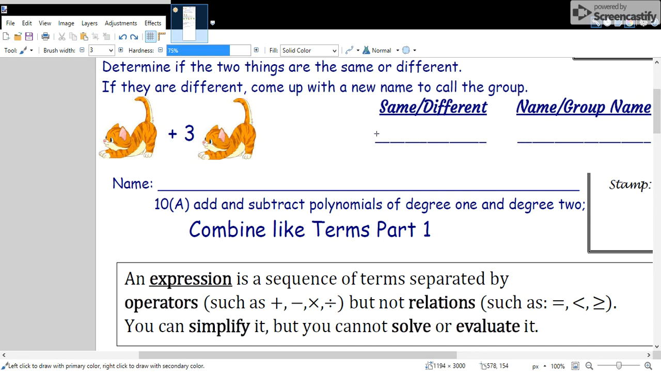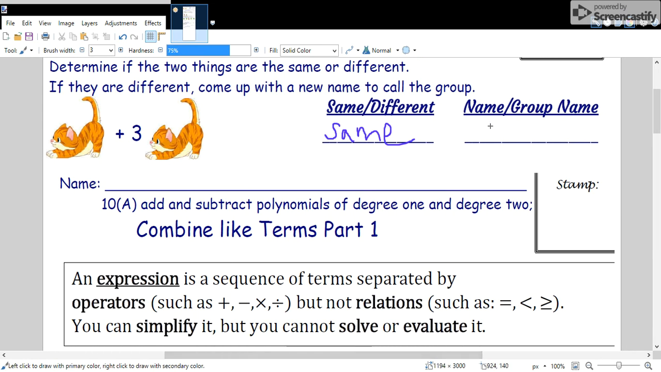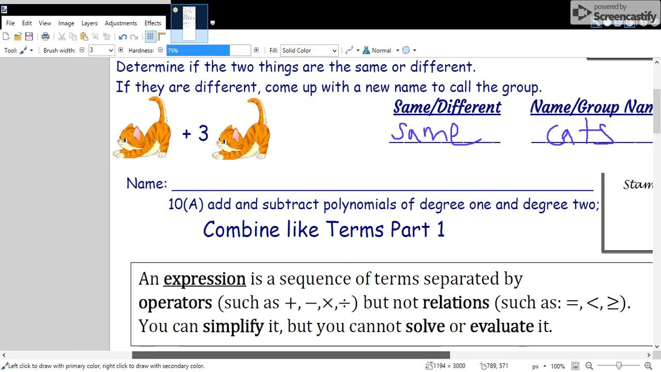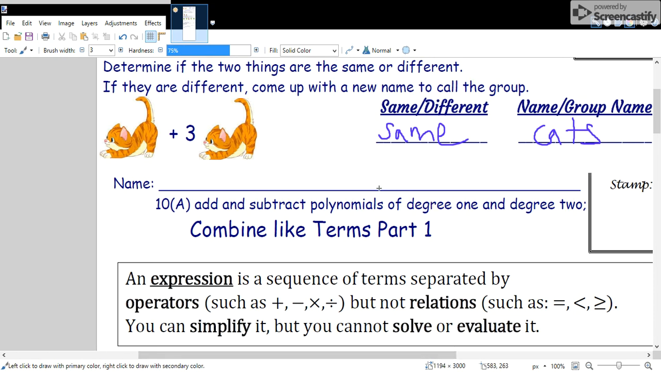Since the cats are the same, you just call them cats. Or you could draw a picture of the cat. Let's look at the next page.